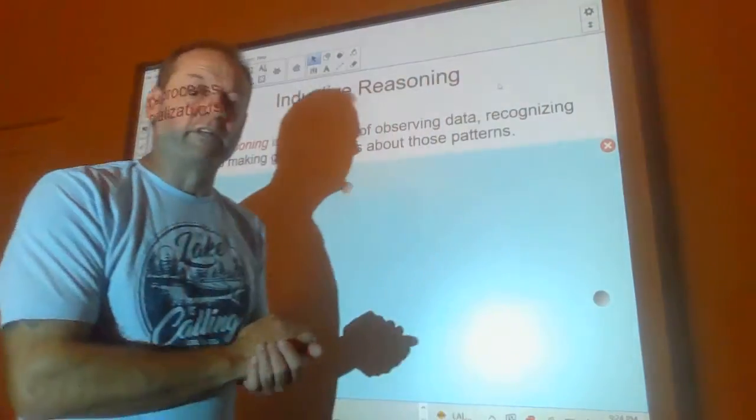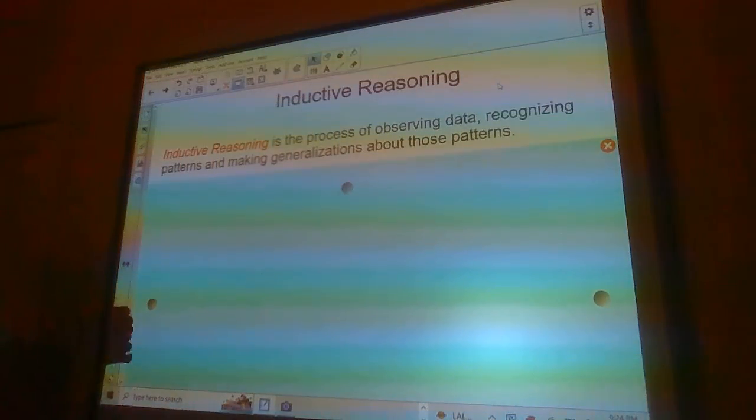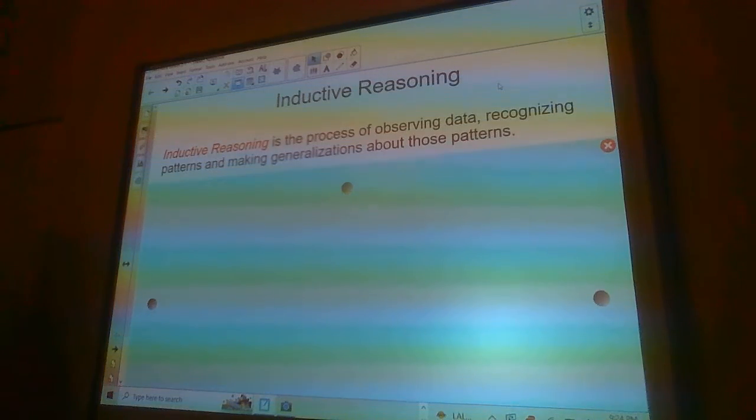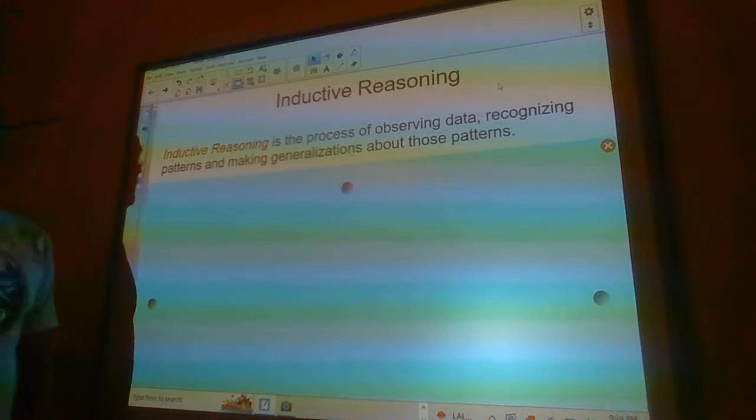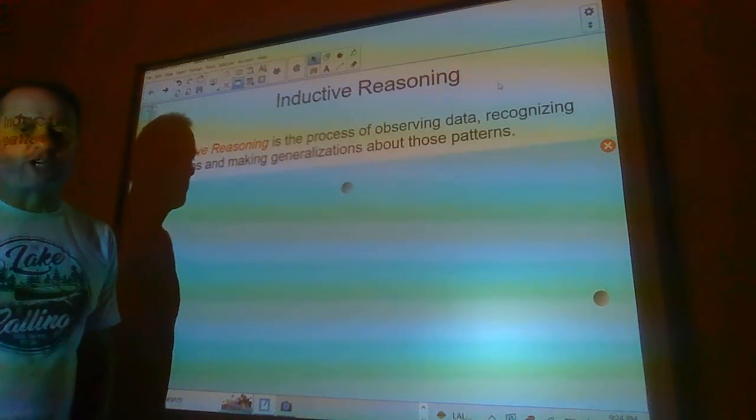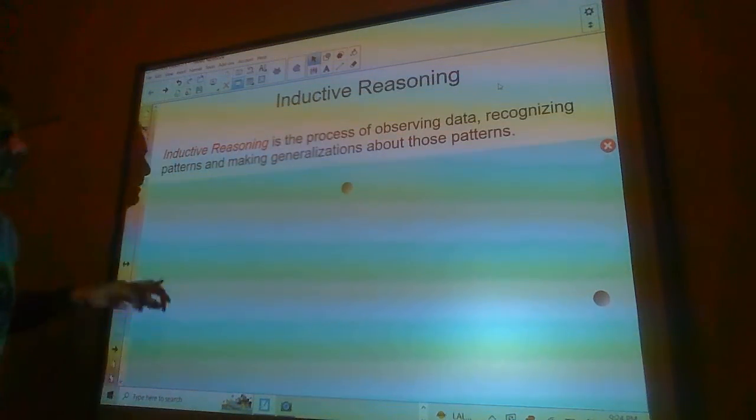Hello, everybody. Tonight we are going to talk about inductive reasoning. Inductive reasoning is the process of observing data, recognizing patterns, and making generalizations about those patterns.